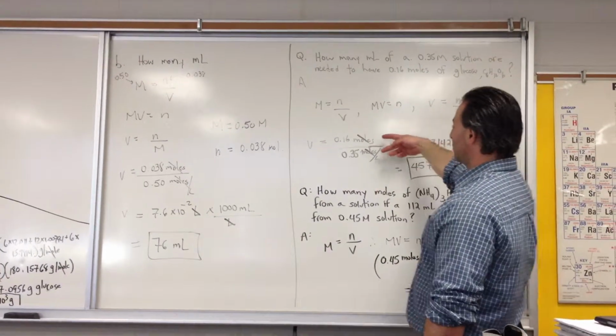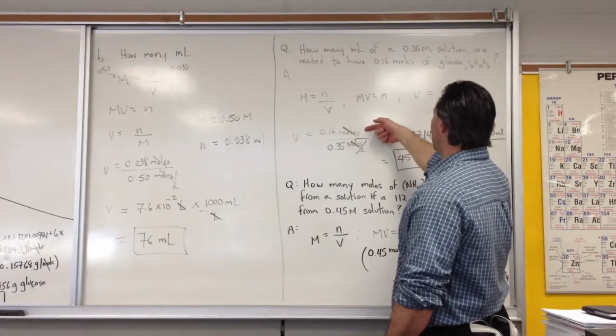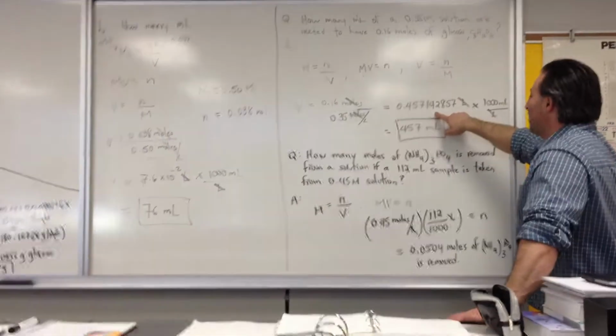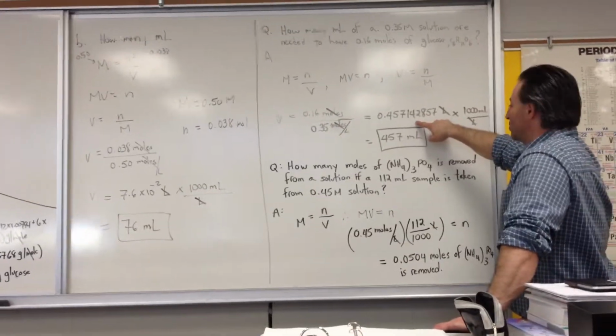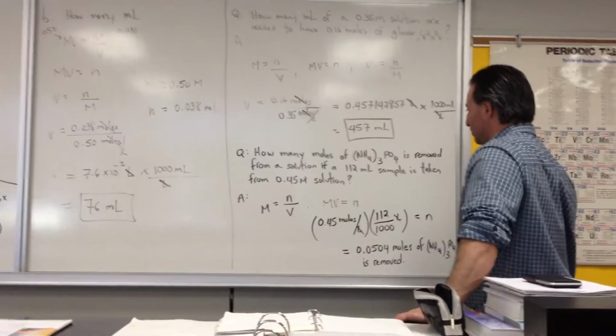We enter the two values that we do have, 0.16 moles of glucose, and its concentration is 0.35. It means that it requires 0.457 liters of solution to get that many moles. And then we can, again, multiply by 1,000 to get the number of mLs, which is 457.